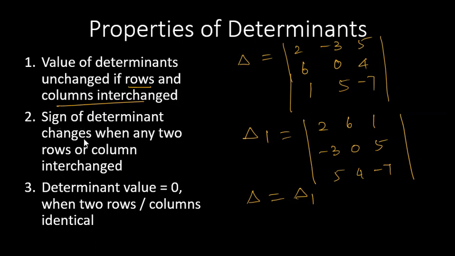The sign of the determinant changes when any two rows or columns are interchanged. So if two rows or columns are interchanged, let me have another example.